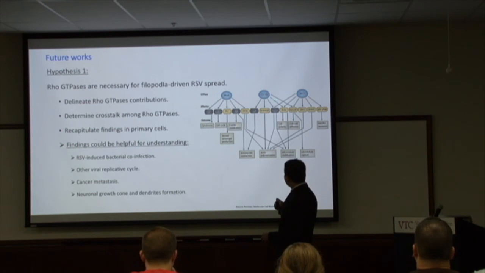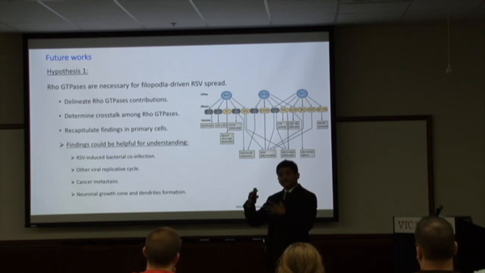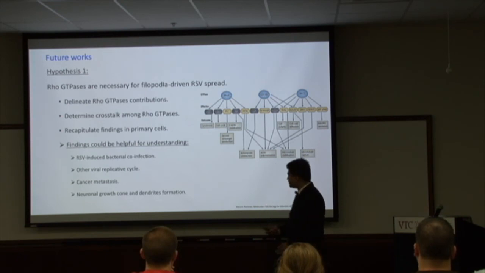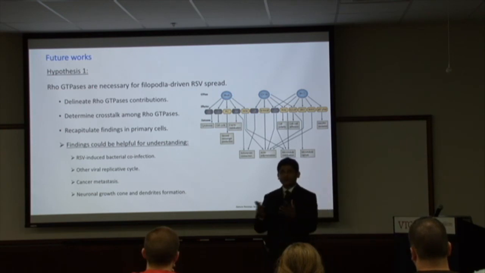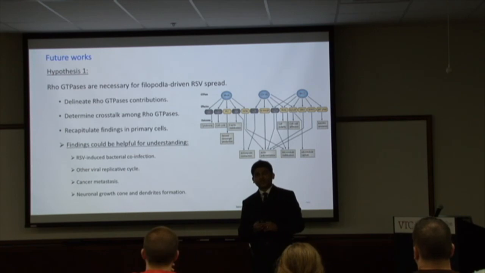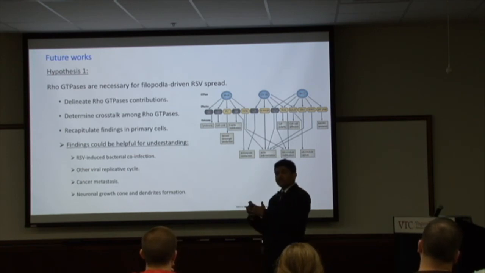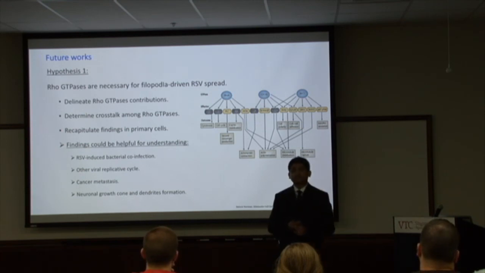So if we know how the Filopodia or some other cytoskeleton structure is involved in this process, probably we can find a potential anti-cancer drug as well. And definitely, neuronal growth cones and dendrites use Filopodia or the ARP2/3 complex-driven actin polymerization pathway. So this study hopefully can collaborate or give some positive direction in this research as well.